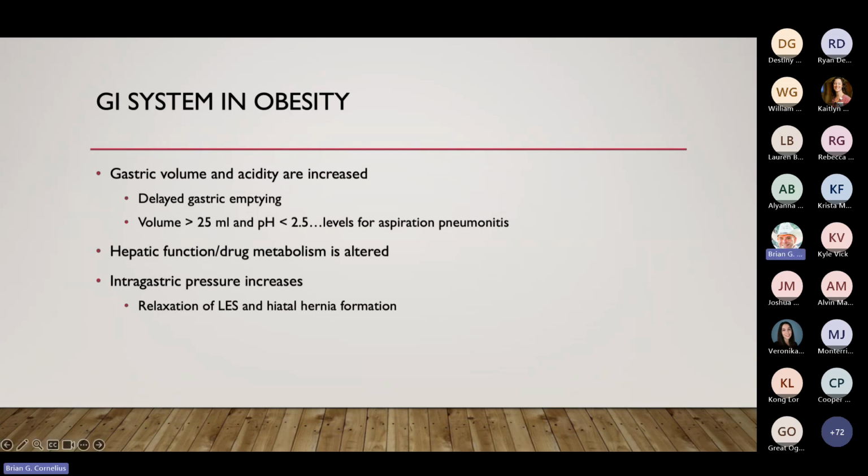Because of the body habitus, you also tend to see an increase in the intragastric pressure. As a result of that, the lower esophageal sphincter will relax a little bit, and they tend to form hiatal hernias. Oftentimes, these are asymptomatic and really just get detected while they're looking for something else. You will also see that when patients go in for sleeve gastrectomies or lap bands, commonly they will have a hiatal hernia repair as well.